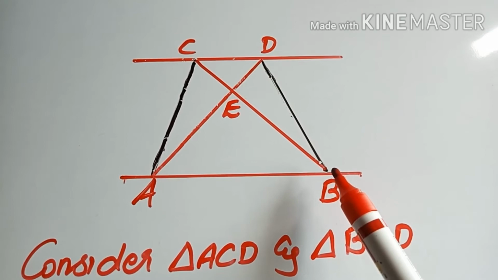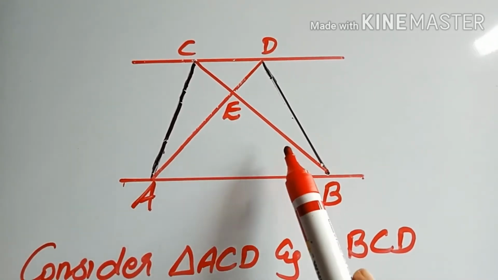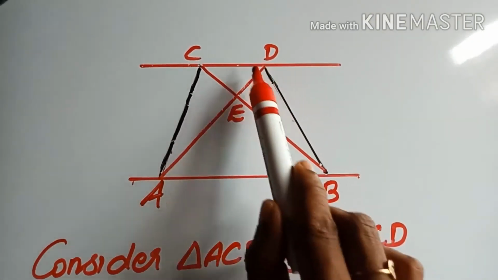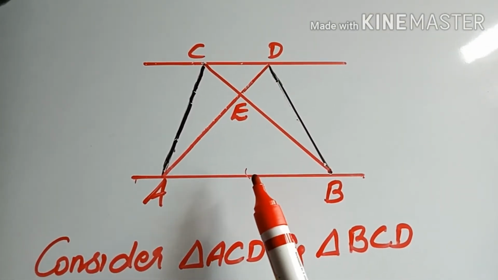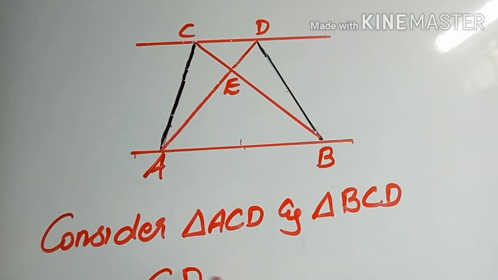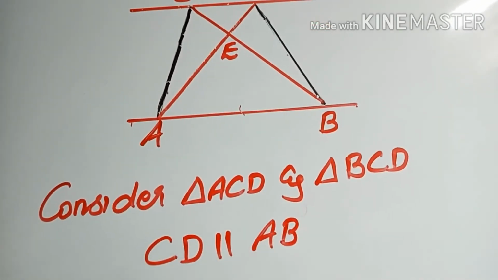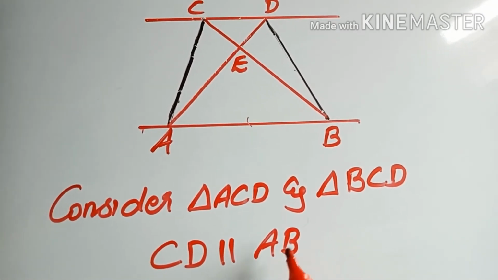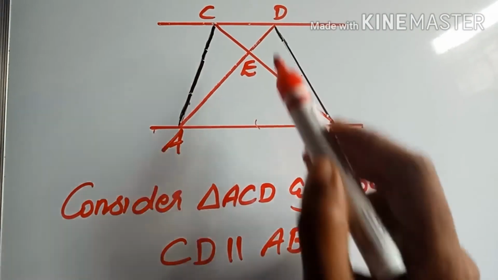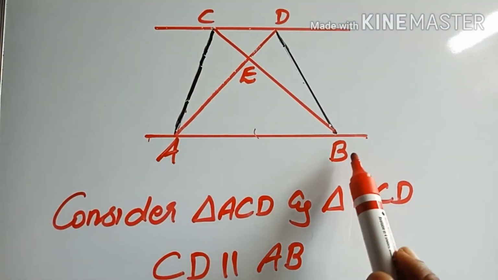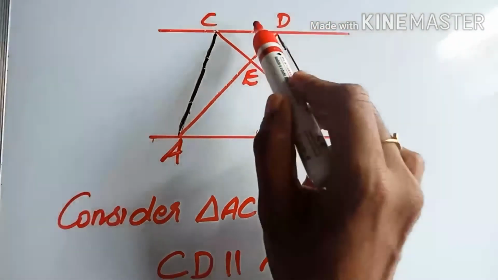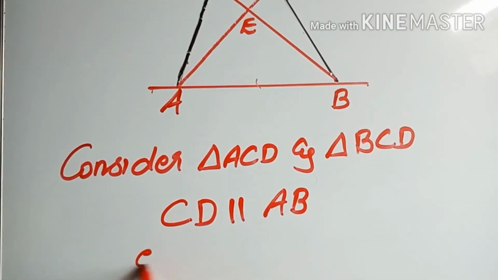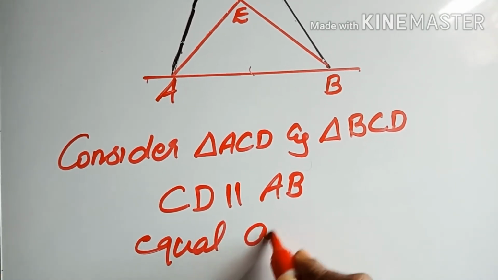Now we learned one concept in the first section: if two triangles have the same base and the upper vertex on a line parallel to the base, then they have equal area. Here in the question itself it is given that CD is parallel to AB. So we can apply that concept. CD and AB are parallel and CD is the base. Upper vertices A and B are on the line parallel to the base. Then these two triangles will have equal area.